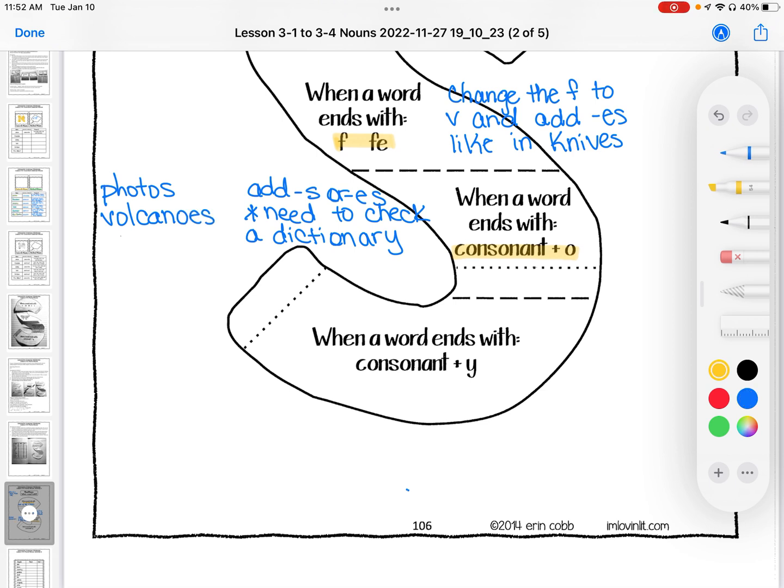When a word ends in a consonant plus a Y, you're going to change the Y to I and add ES, like in babies.